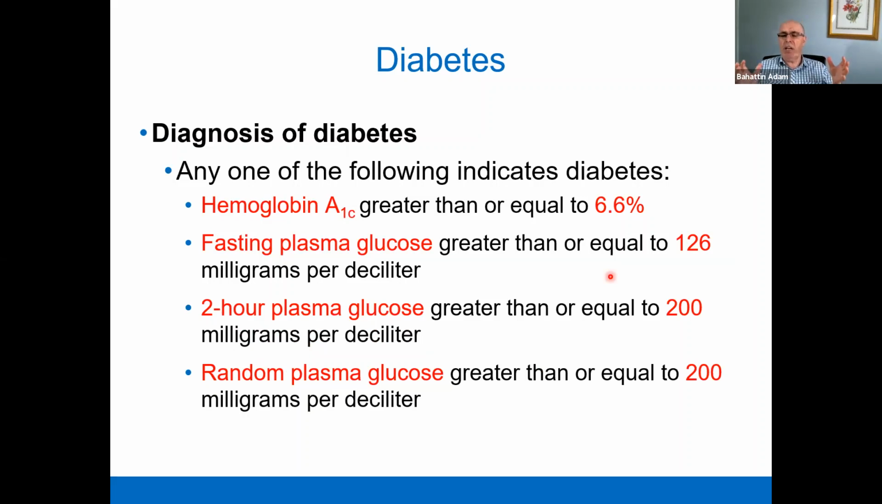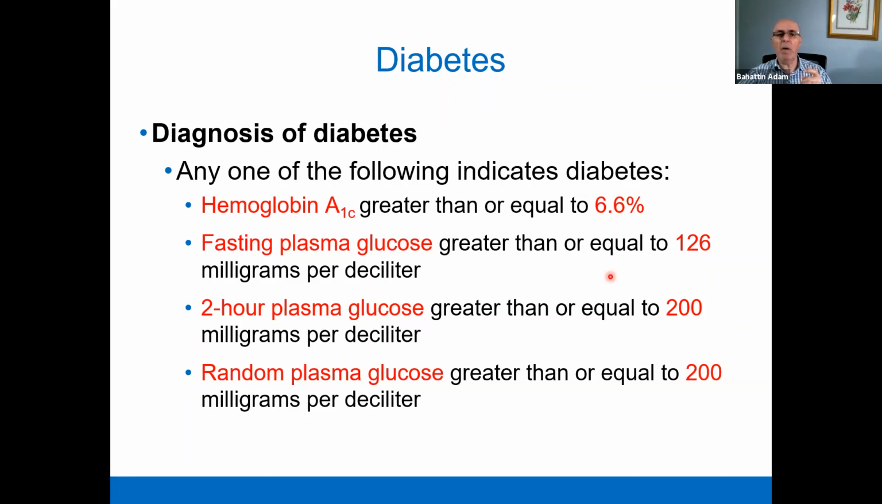Now, how do we diagnose diabetes? Since this is a common disease, about 8.3%, and in some countries more than 10, 12%, there are, as you see here, several criteria for diagnosis of diabetes: hemoglobin A1C, fasting blood glucose, 2-hour plasma glucose, and random plasma glucose.